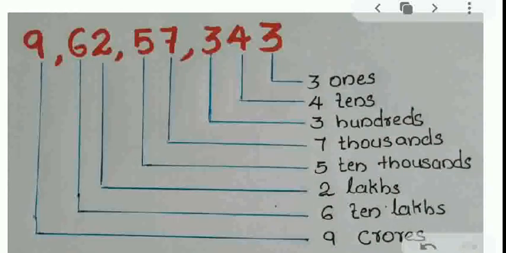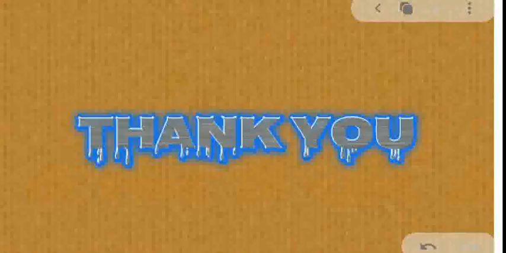Let's see one more example. The next number is 96257343. It's already given in standard form. Can you read it? 9 crore 62 lakh 57,343. What are the place values? 3 ones, 4 tens, 3 hundreds, 7 thousands, 5 10,000s, 2 lakhs, 6 10 lakhs and 9 crores. Please practice more problems.